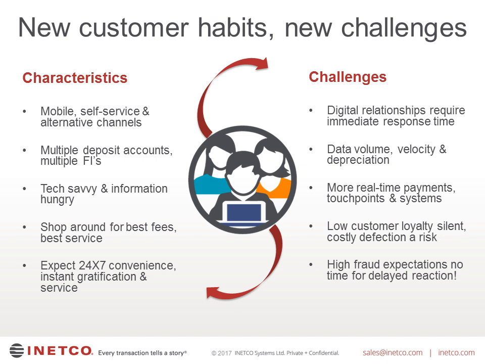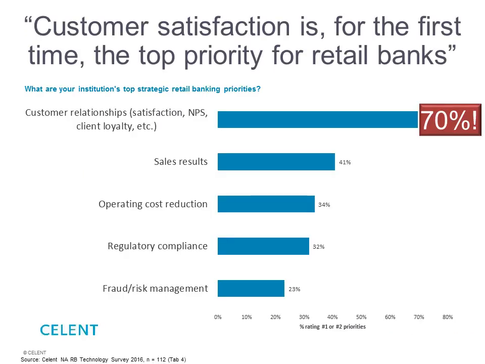So we've got all these new customer habits, all these new challenges, and so it's kind of no surprise that customer satisfaction has become a top priority for banks. And I think what's interesting is that for the first time, customer satisfaction, things like Net Promoter Scores and client loyalty and these types of KPIs, have actually vaulted above sales results, operating cost reductions, regulatory compliance, and even fraud and risk management on the list of priorities for retail banks.